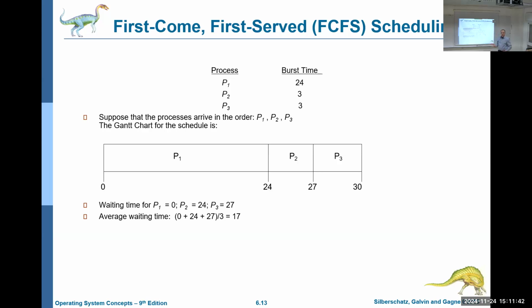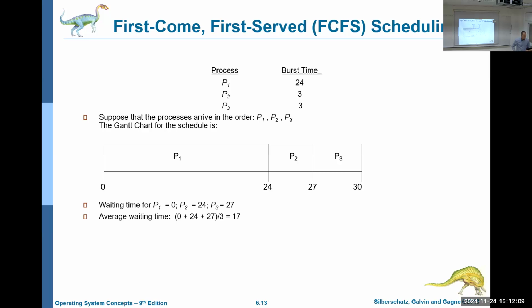So now let's calculate the average wait time. Well, the wait time for P1 was 0. The wait time for P2 was 24, and the wait time for P3 was 27, whatever units these are. So we add up 0, 24, and 27, divided by 3, and we get 17. What does 17 represent? 17 represents the average wait time. Some of them wait nothing.